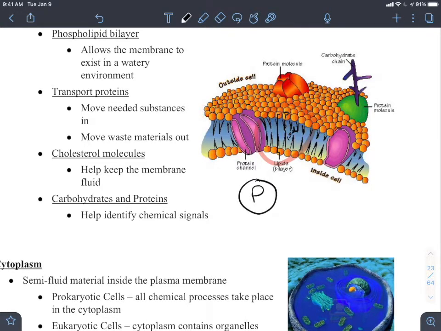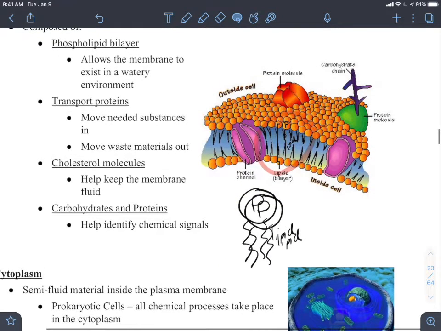There's the phosphate head with the lipid legs, and then you take two of these. I'm just going to duplicate, and then you turn one upside down.